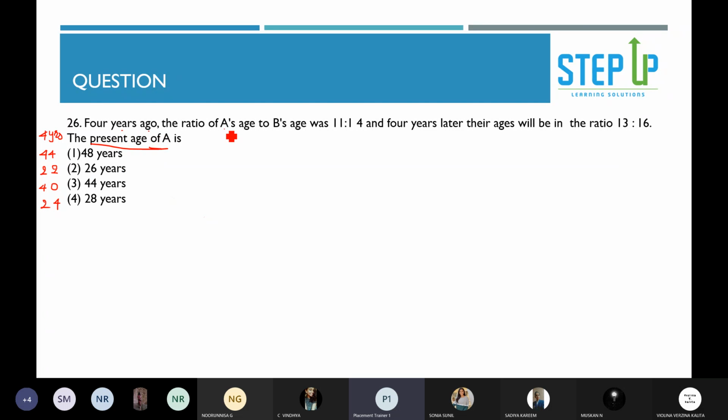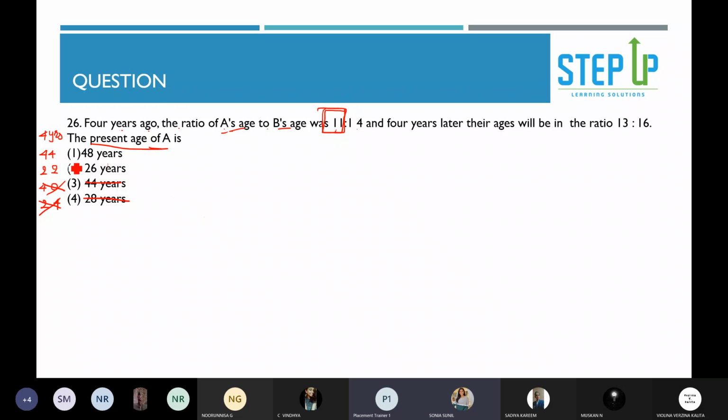So 4 years ago, the ratio of A's age to B's age, these are the present ages of A. So understand this, that 4 years ago, A's age has to be a multiple of 11. Are you getting my point? 4 years ago, the ratio of A's age to B's age was 11 is to 14. It means that A's age should be a multiple of 11. So can I eliminate this option?